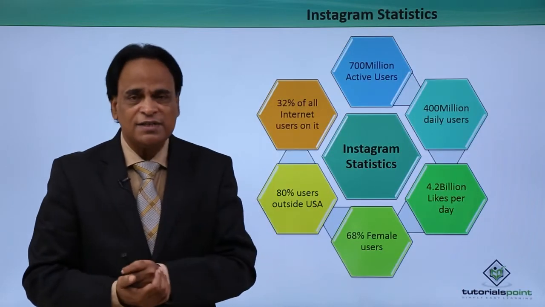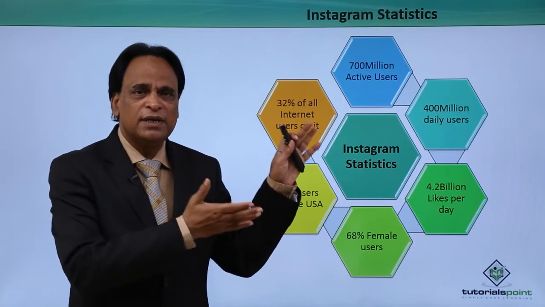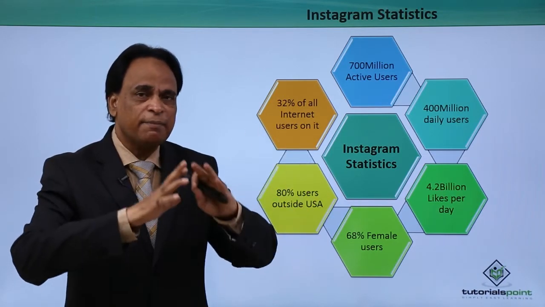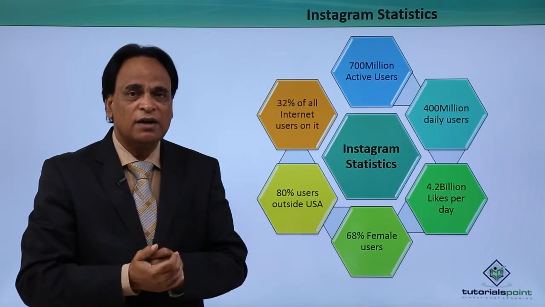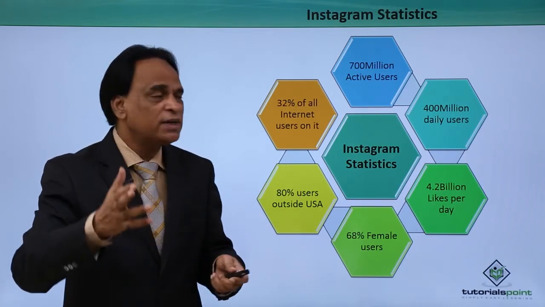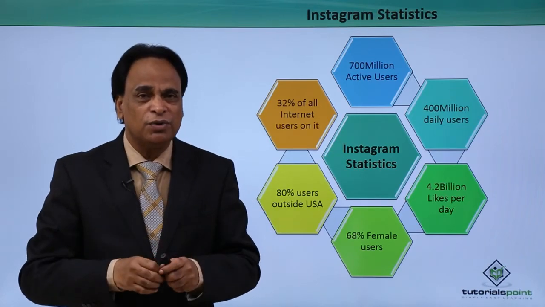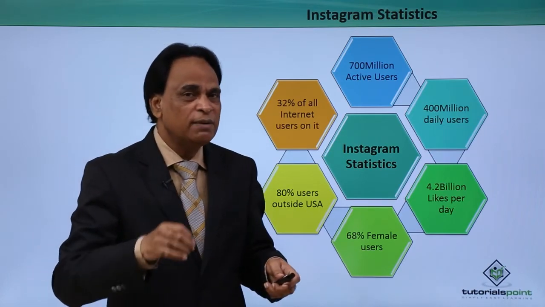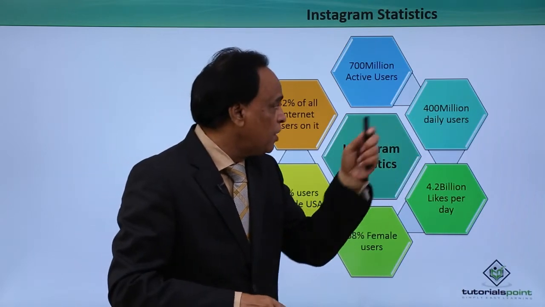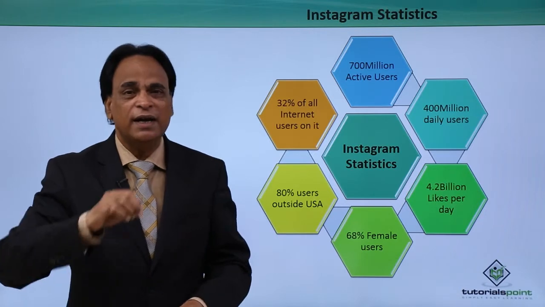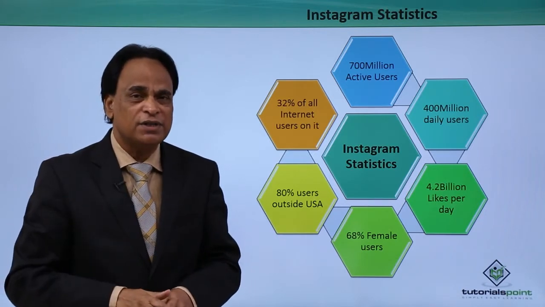Some of the statistics that are associated with Instagram, please note that these statistics are a few months old, and they tell us a big picture about what Instagram is all about and how it is growing. 700 million active users from all over the world. That's a huge number. 400 million daily users. Daily they log in and interact and communicate with each other.